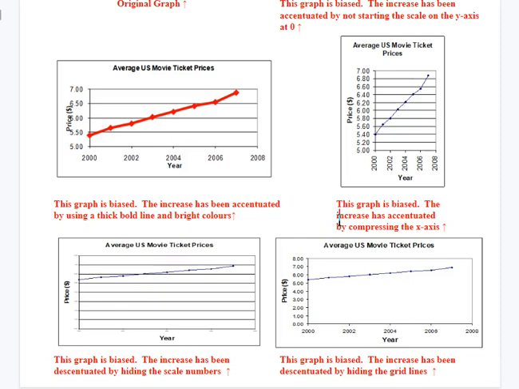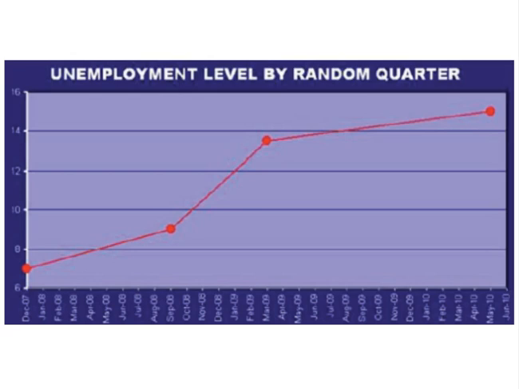So those are some different ways to show how graphs have been manipulated. You can see another example of this using this data here. Unemployment level by random quarter. You can see that the graph was not started at 0, it was started at 6 and it went up to 16. So it looks like the graph has increased more than it would have if the graph had started at 0.